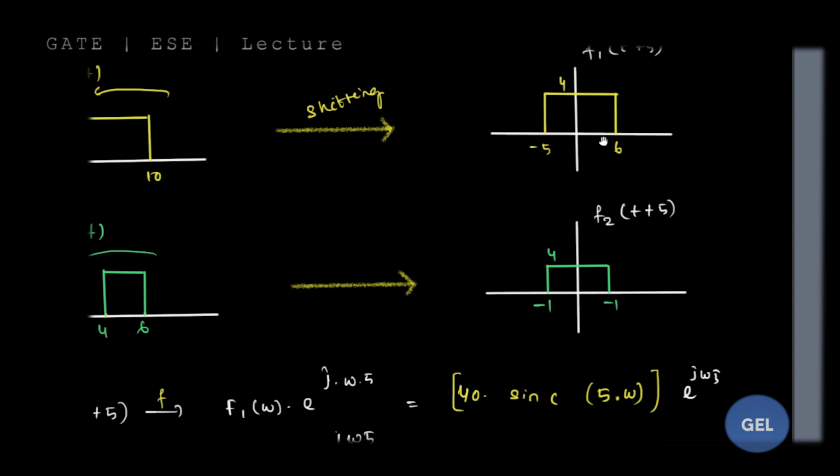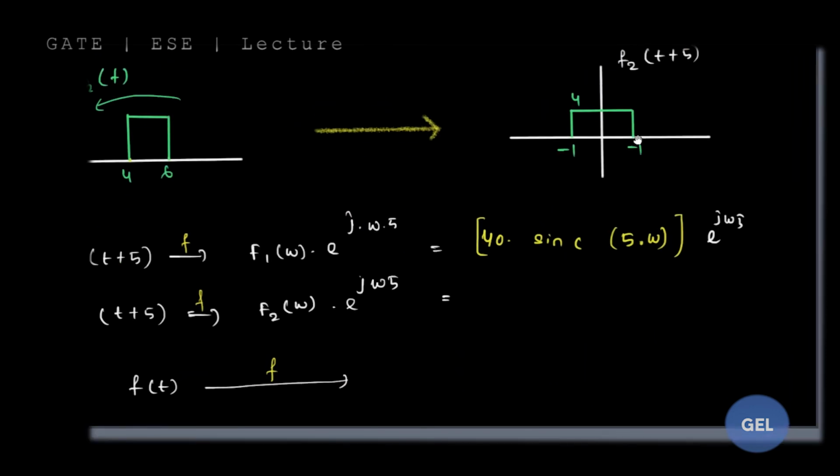40 means this is the area of this rectangular function. Sinc of 5 omega... I'm sorry, this one is plus 5, no? Yes, I'm really sorry. So 5 omega, that is width by 2, right? So 10 by 2, that is 5 omega.